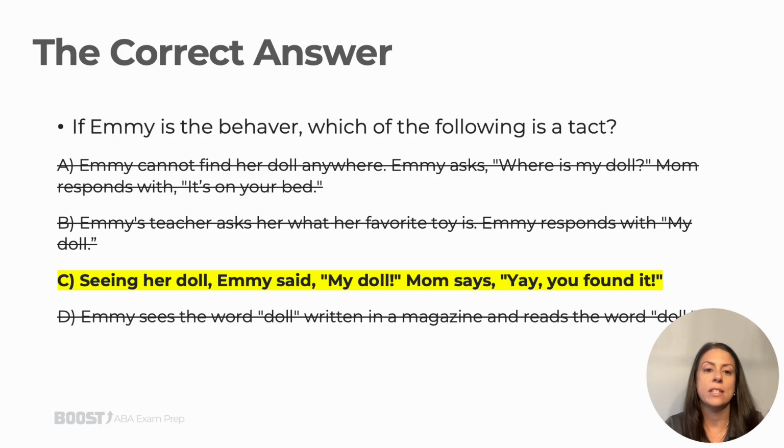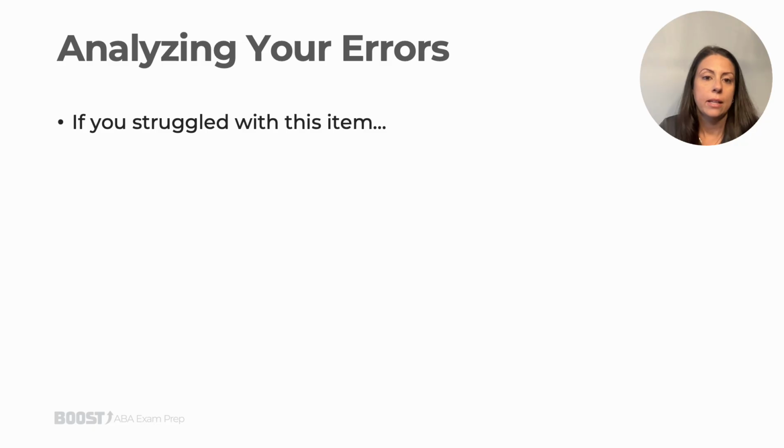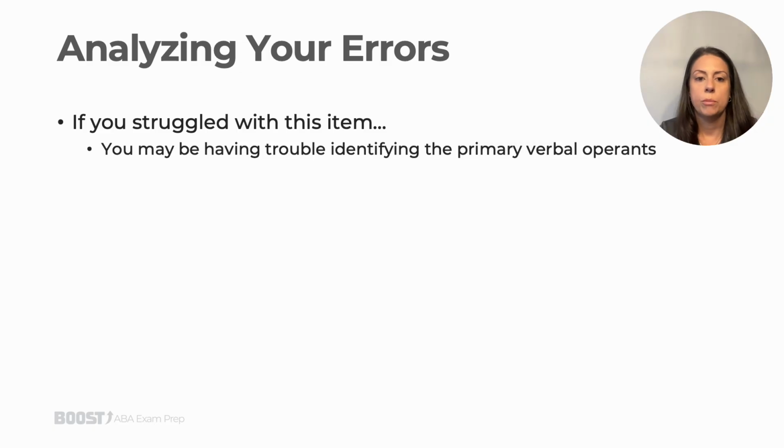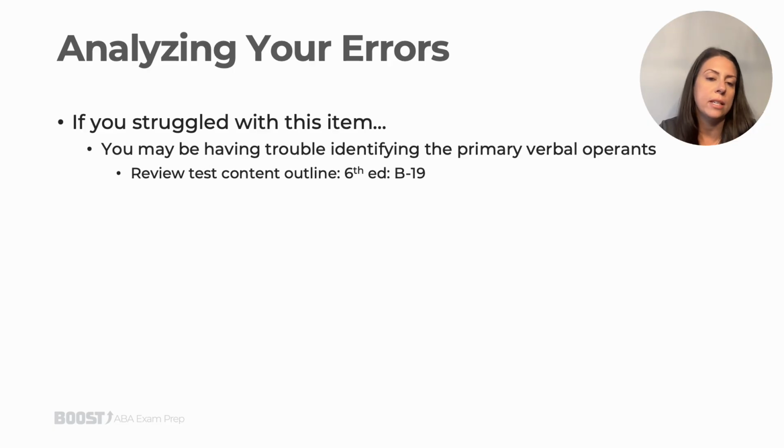Hopefully that quick analysis helps you think about multiple choice questions differently and critically. Lastly, I want to leave you with some advice for analyzing your errors in this specific area. If you struggled with this item, you may be having trouble identifying primary verbal operants. If that's the case, you'll want to review B19 from the 6th edition TCO.